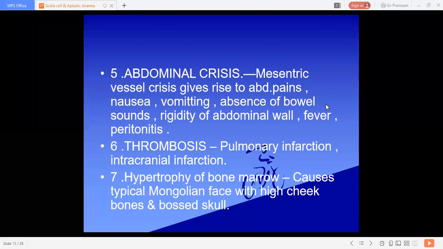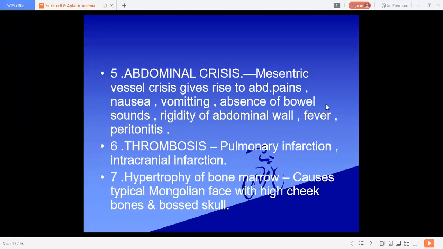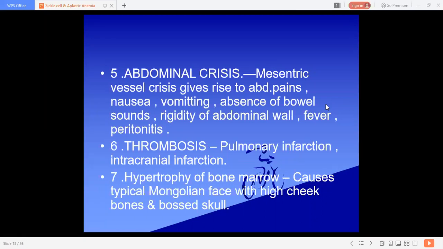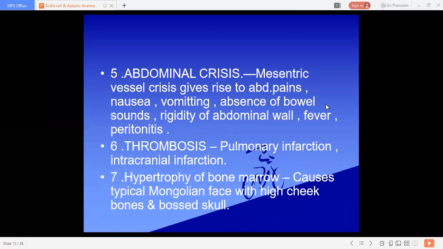The next, hypertrophy of bone marrow. It causes the typical Mongolian face, with high cheekbones and bossed skull. The anterolateral diameter is increased in the skull, which we call bossing of the skull, bossed skull. So the typical Mongolian face develops due to this hypertrophy of bone marrow, with high cheekbones. The cheekbones also become high with bossed skull.